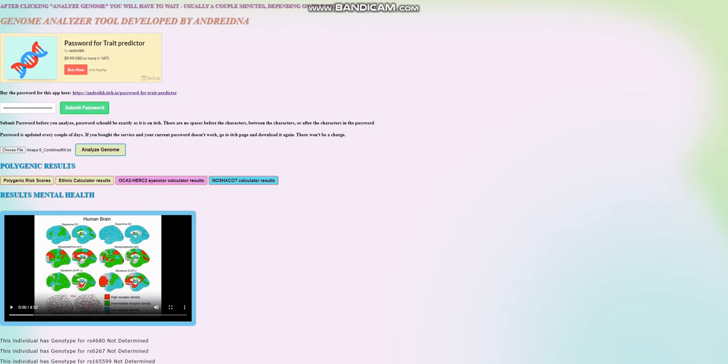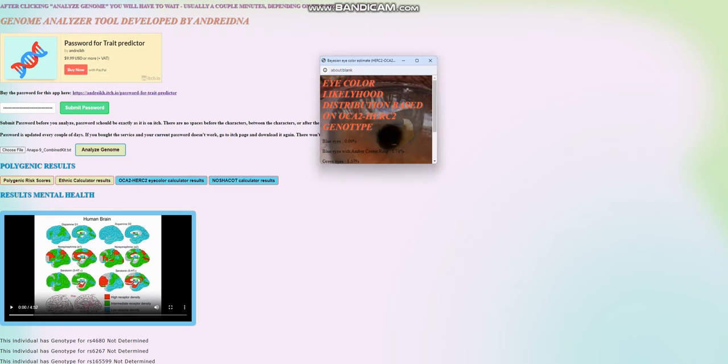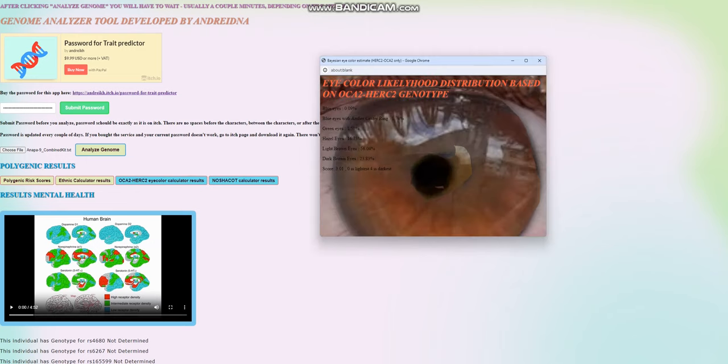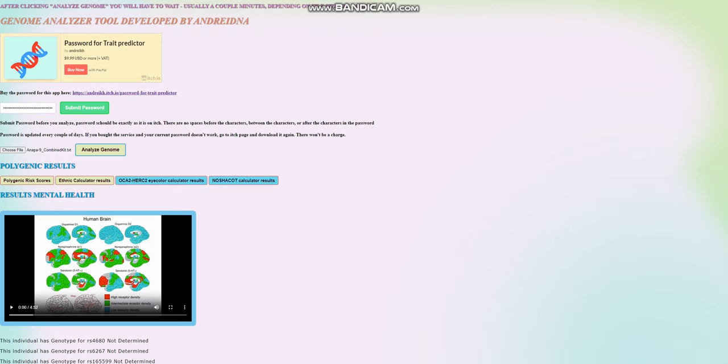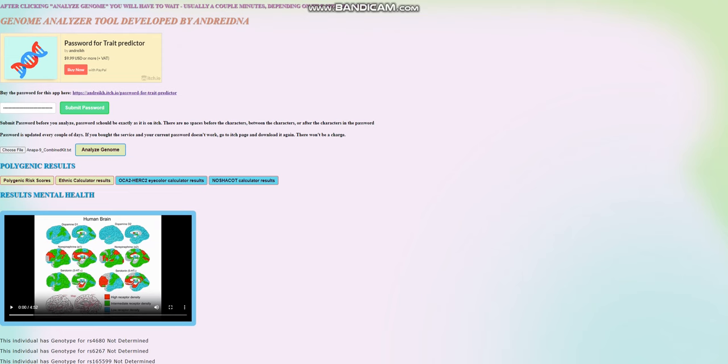Let's see what she scores for the OCA2 and HERC2 eye color predictor. If you just look at the OCA2 and HERC2 genotypes, she's scoring light brown eyes as well. Alright, and in terms of the predicted phenotype, here's a picture of what I think she might look like. Give or take, maybe there's a couple changes, but this is the general phenotype for her. This is not artificial intelligence, I just looked up Georgian woman and found somebody who looked similar to this prediction.